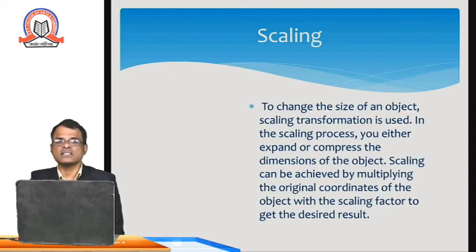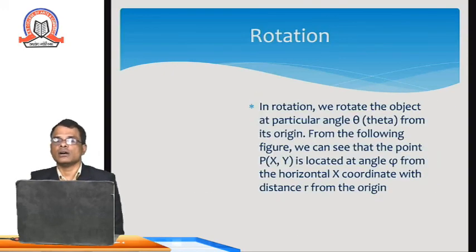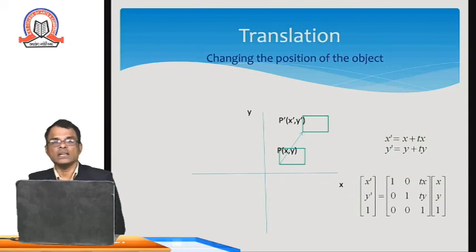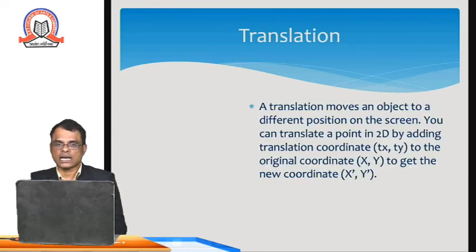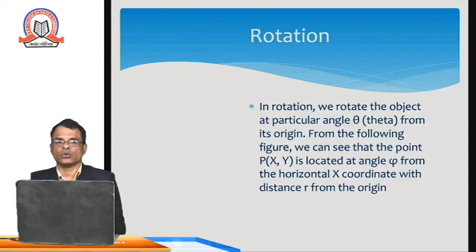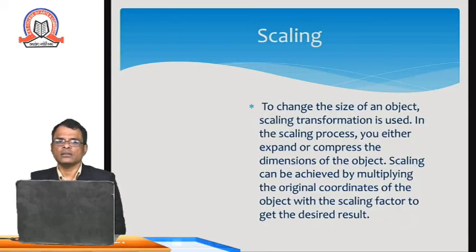Now let's revise. So here we understood what is meant by 2D transformation. There are 4 basic types of transformations, that is translation, then rotation, then shearing and scaling.